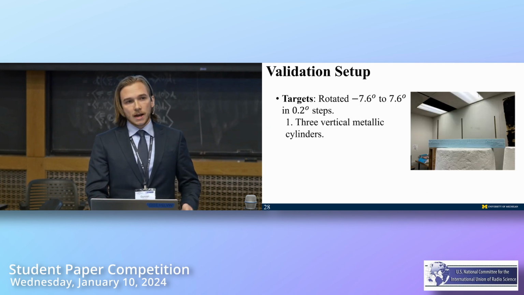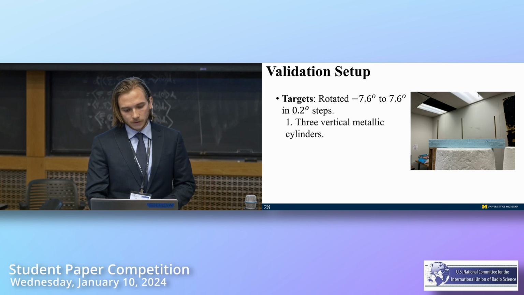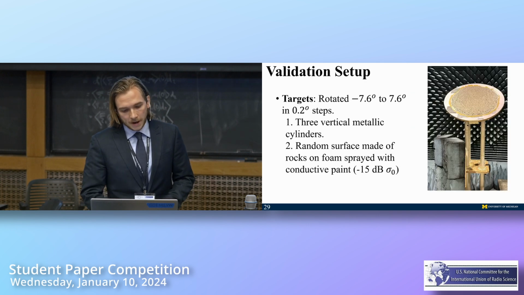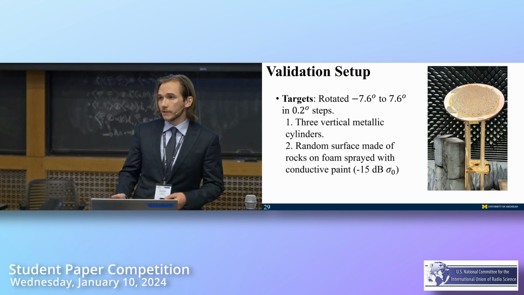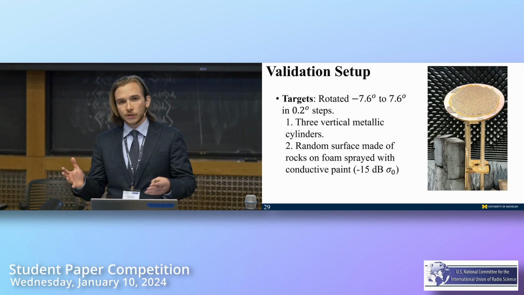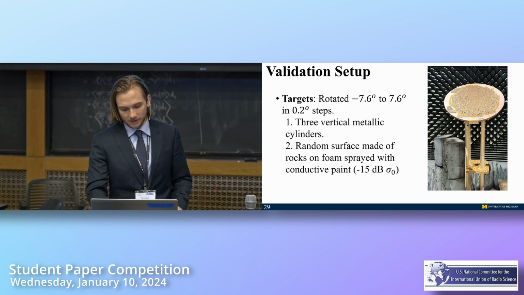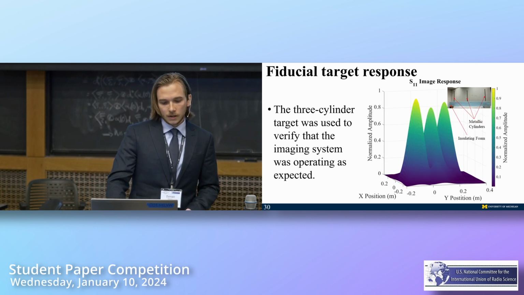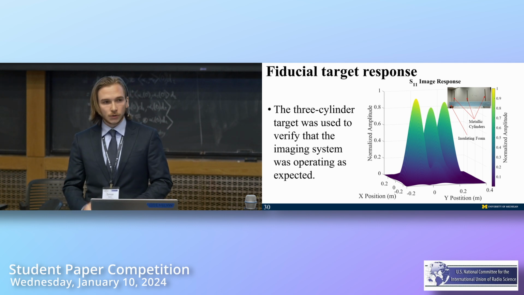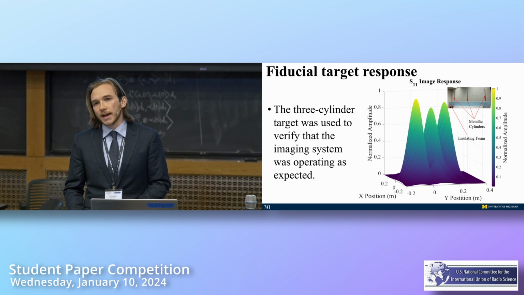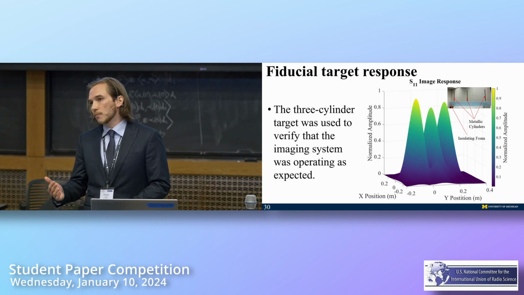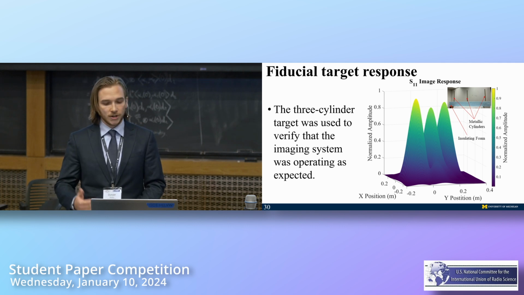We actually performed this experiment with two targets. Our first target was just a fiducial target, which I'll talk a little bit more about later. There were 3 vertical metallic cylinders, and then a random surface that was made by gluing a bunch of rocks to a large circle of styrofoam and then spraying it with conductive paint. The point of the fiducial target was to ensure that our imaging setup was operating as we expected it to before we moved on to the more difficult calibration task.